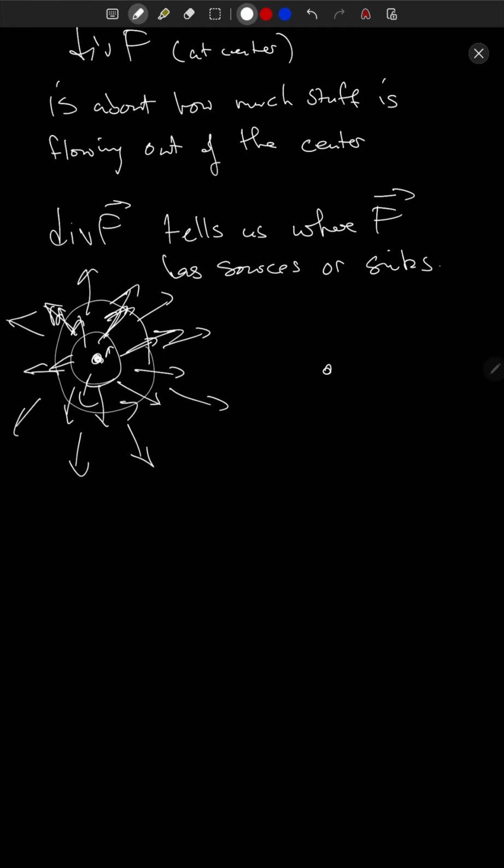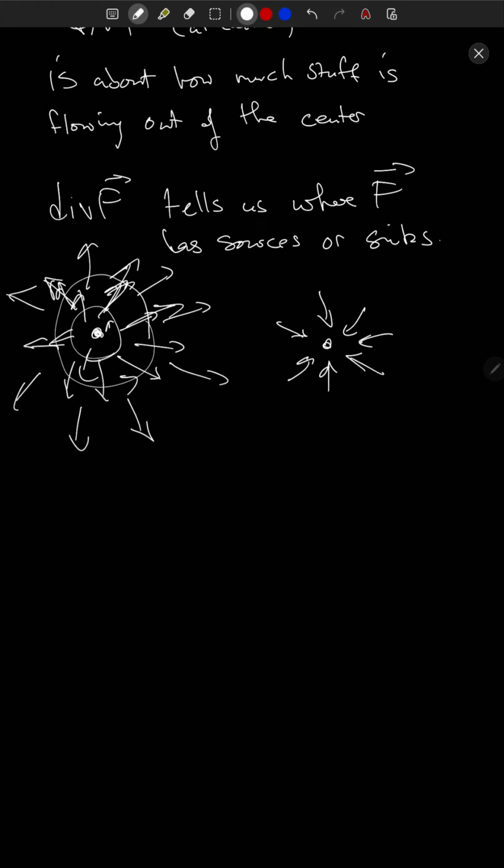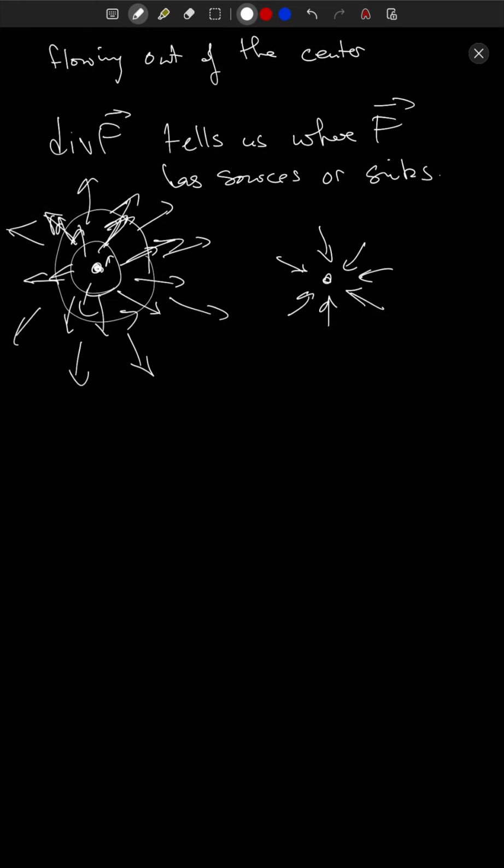Okay. If it's negative, then we're a sink. Things are flowing into this point and, in a way, just disappearing down a drain. So divergence of f tells us whether we have a source or a sink. Now, if divergence of f is 0, then it's neither. That means the same amount of stuff is moving into the point as out of the point.